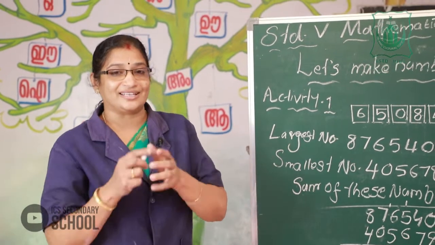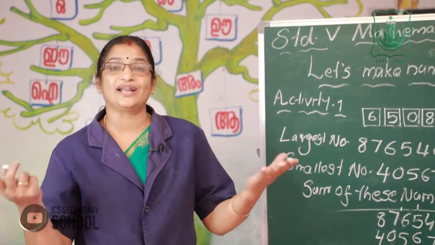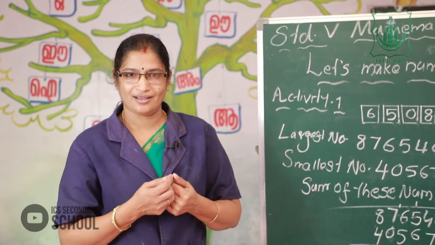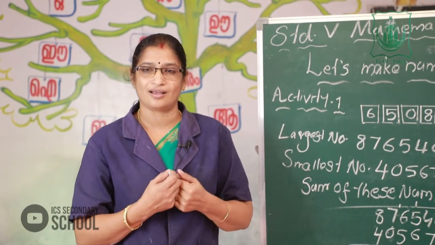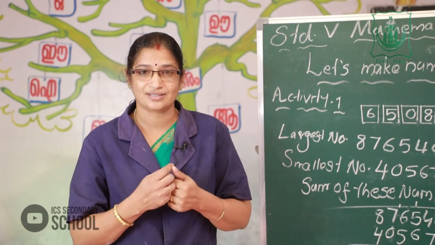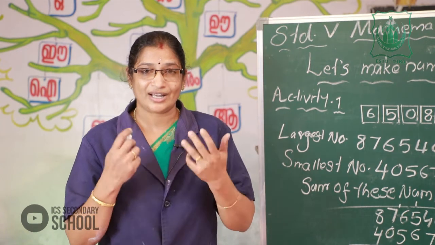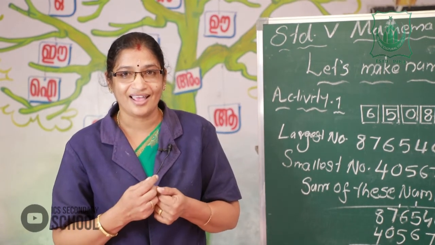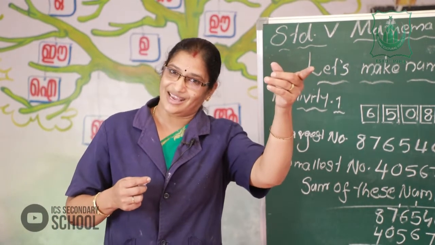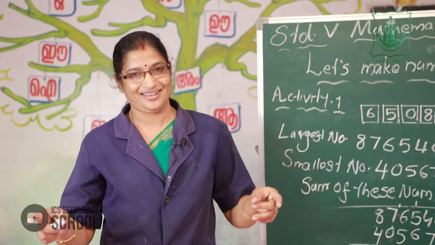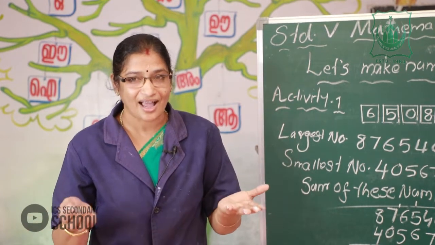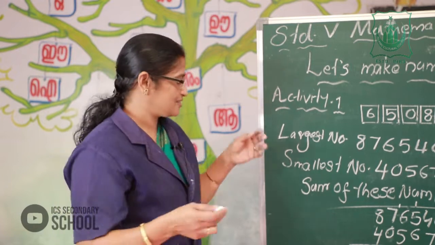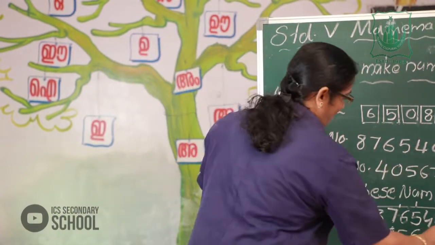Next, the difference of these numbers. How can we find the difference of these numbers? Largest number minus smallest number. Then we get the answer, the difference. Okay.